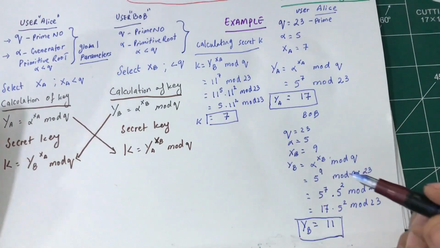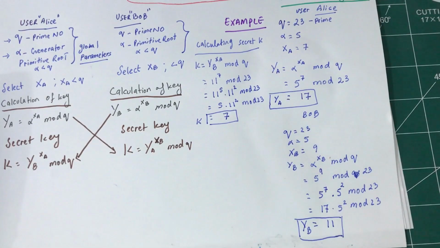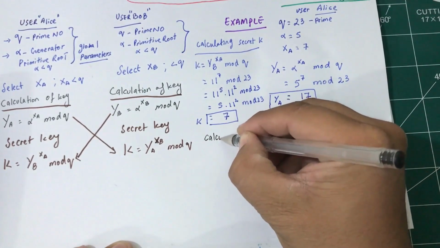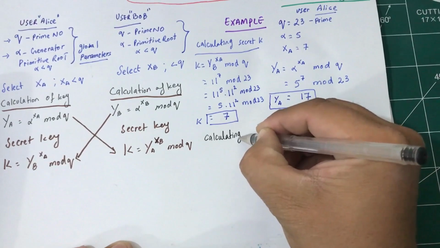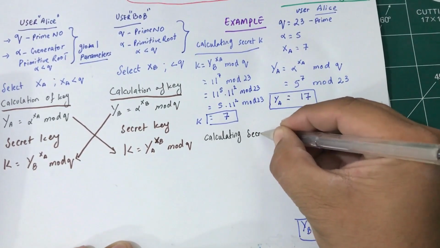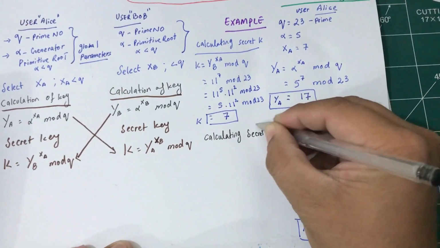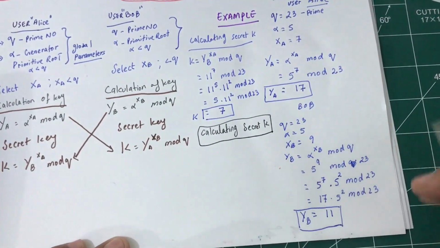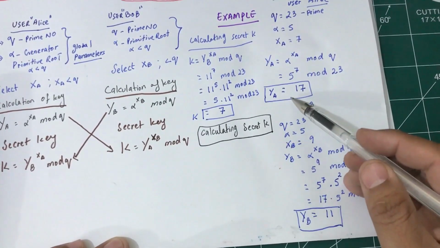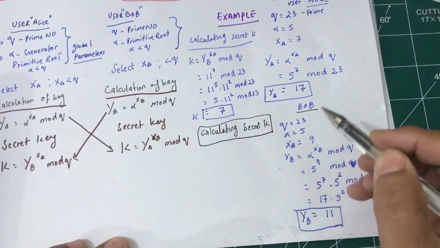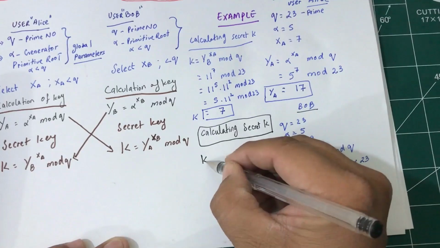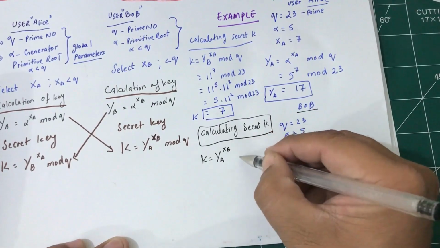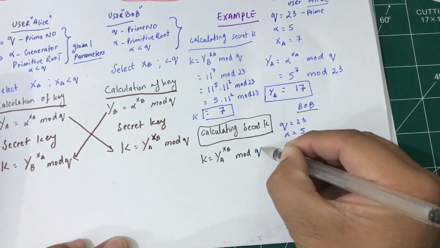Now let's do exactly the same thing for Bob. What Bob will do once he receives YA from Alice. So calculating secret key. All right. Now, exactly the same thing. Upon receiving YA, this is what Bob will do. Bob will bring this equation out. It is YA raised to XB mod Q.